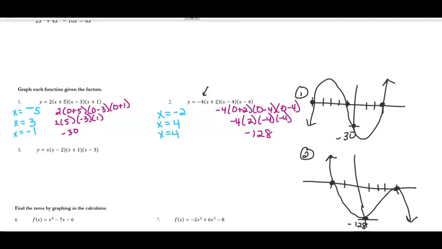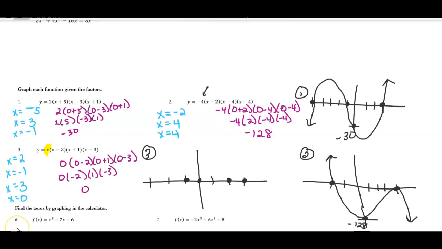Number 3, find your x-intercept, your y-intercept, and then graph it. Press play when you're ready. Okay, so in the parentheses, we had 2, -1, 3. And then this is the one that's different because it's just x by itself. Remember, when there's not a plus or minus, it's just x equals 0. And so it crosses at 2, -1, 3, and 0.